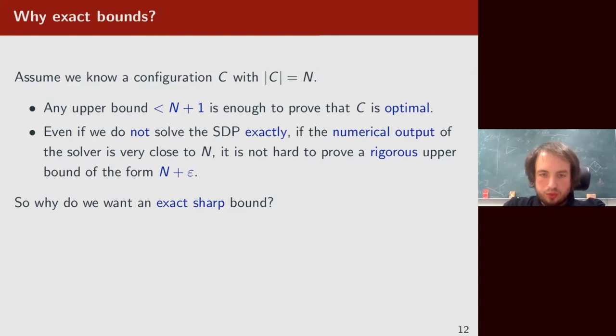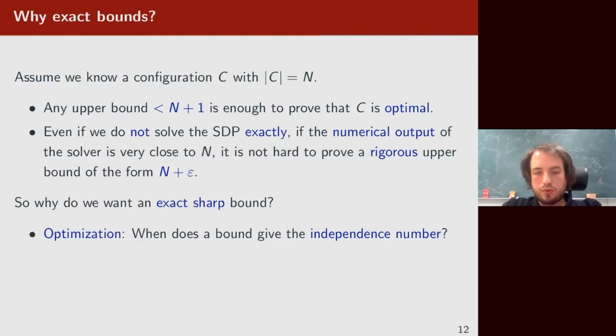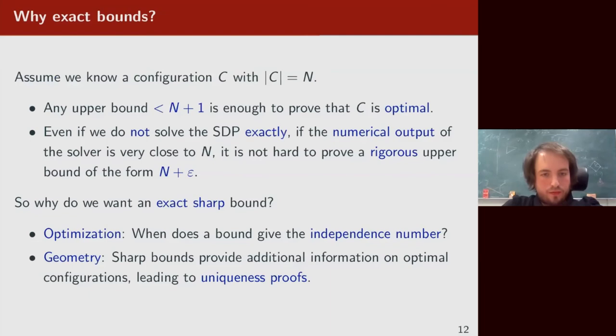And here you have two motivations. First, you have a motivation from the optimization point of view, which is, when do I have exactly the independence number of the graph? But especially for us today, more importantly, we have some geometric consequences, because when I have a sharp bound, and I don't have time to go so much into details of this, this will give me some further information about what has to be an optimal configuration.